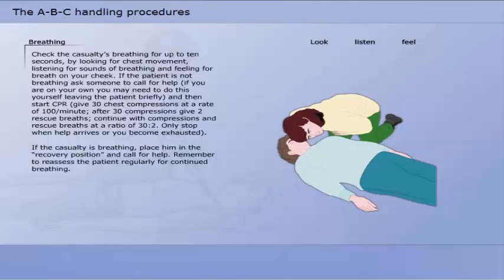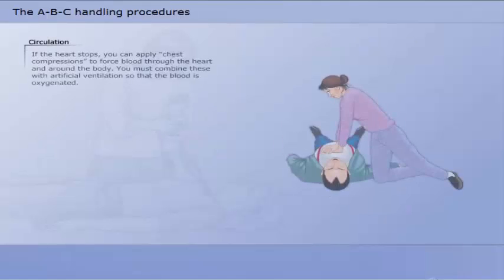If the heart stops, you can apply chest compressions to force blood through the heart and around the body. You must combine these with artificial ventilation so that the blood is oxygenated.